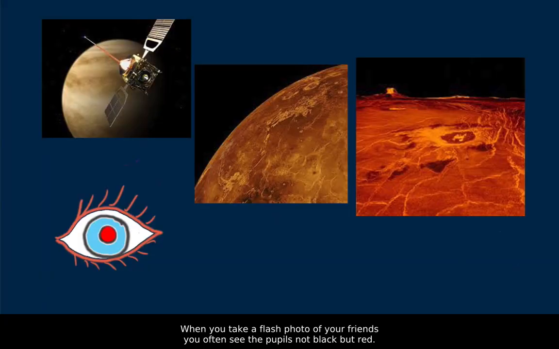When you take a flash photo of your friends, you often see their pupils not black, but red. What is the explanation for the red pupils with flash photography?